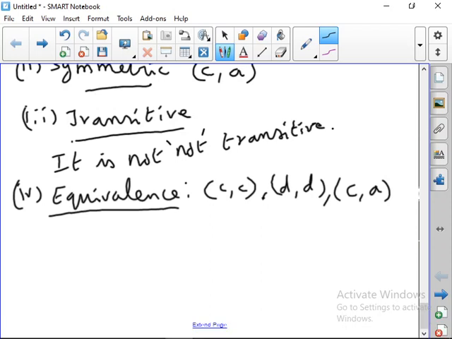Okay, so the third question is similar to this. So the third question you can take for homework.